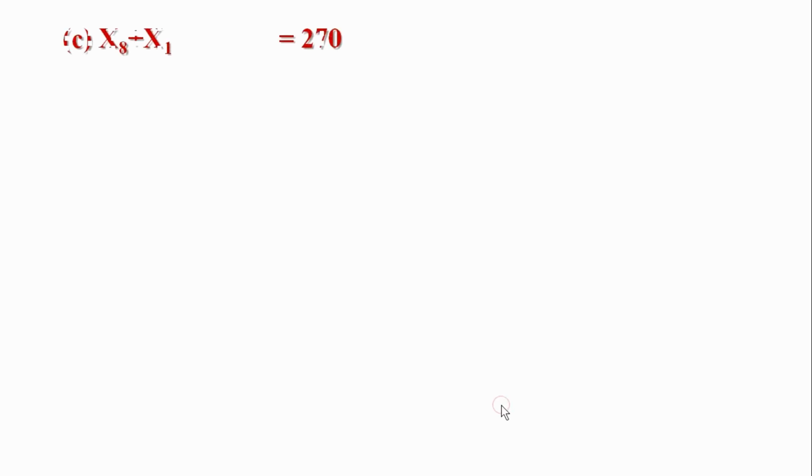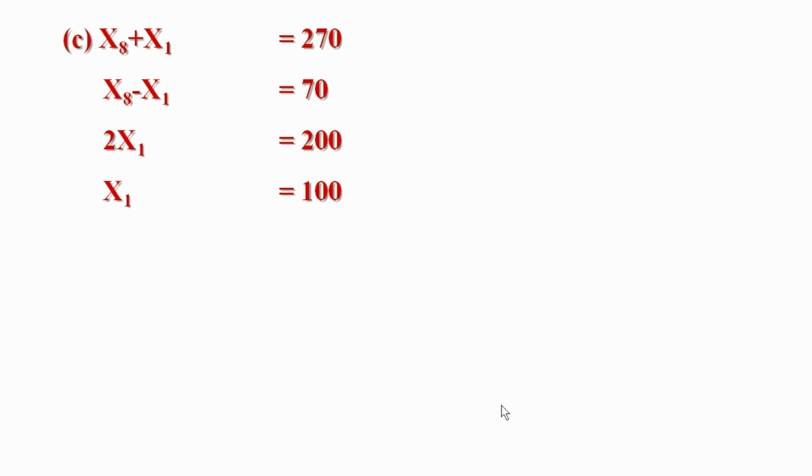So here we got first term plus last term equals 270. And given that the difference between the smallest and largest is 70, that is, eighth term minus first term equals 70. So we got two equations. Let us subtract the second equation from the first one. x8 minus x8 is 0. x1 minus minus x1 is 2x1. 270 minus 70 equals 200. So we get 2x1 equals 200, that is x1 equals 100. That is, the smallest angle is 100 degrees.